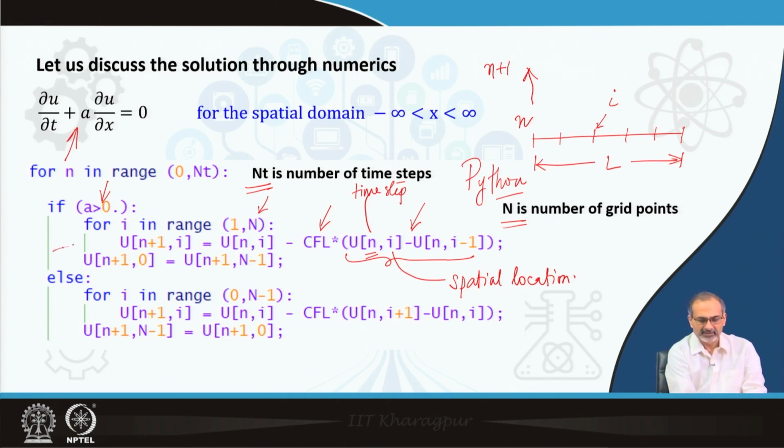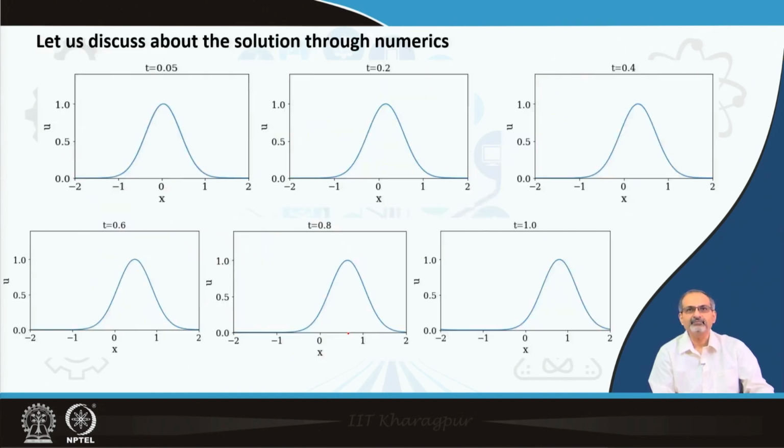As you apply this algorithm, the solution will move to the next time step n plus 1 at the same grid point I. So, that is the logic behind this. And then there is an else over here. That means if you are not having a greater than 0, there is an alternative logic that you have to apply over here. So, I leave it as a little bit of a homework for you to figure out how this would be working. And if you apply such a program, the solution will emerge like this.